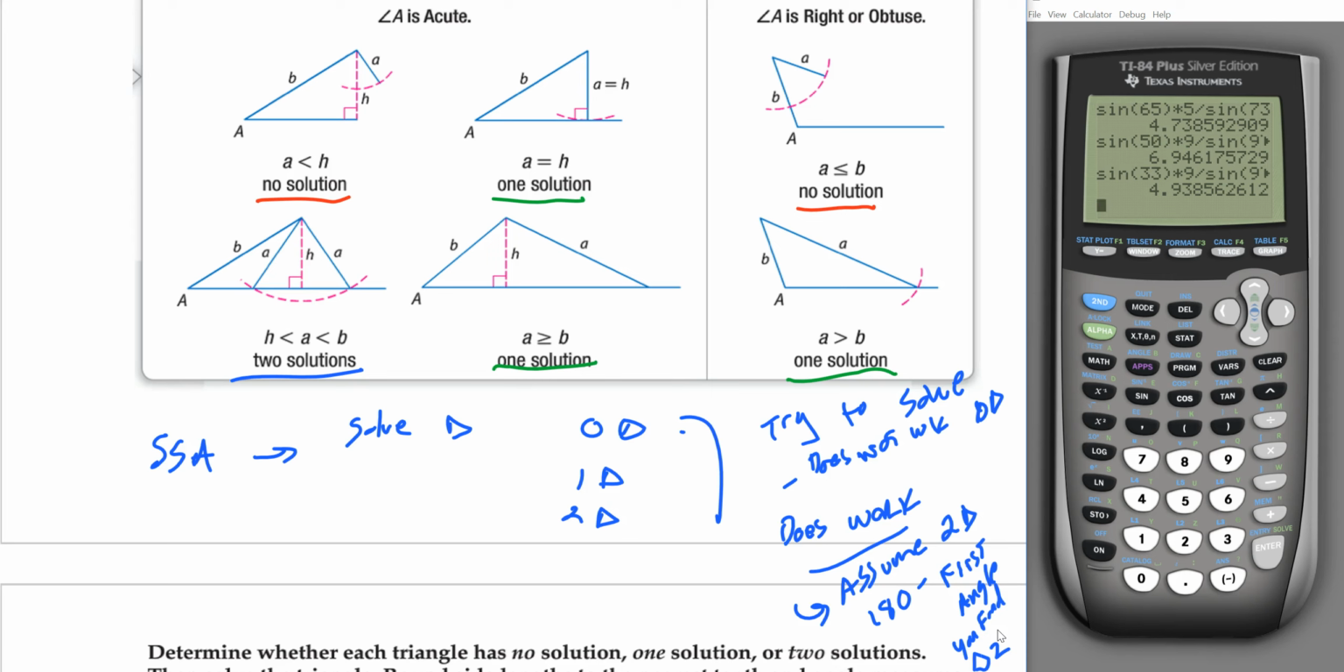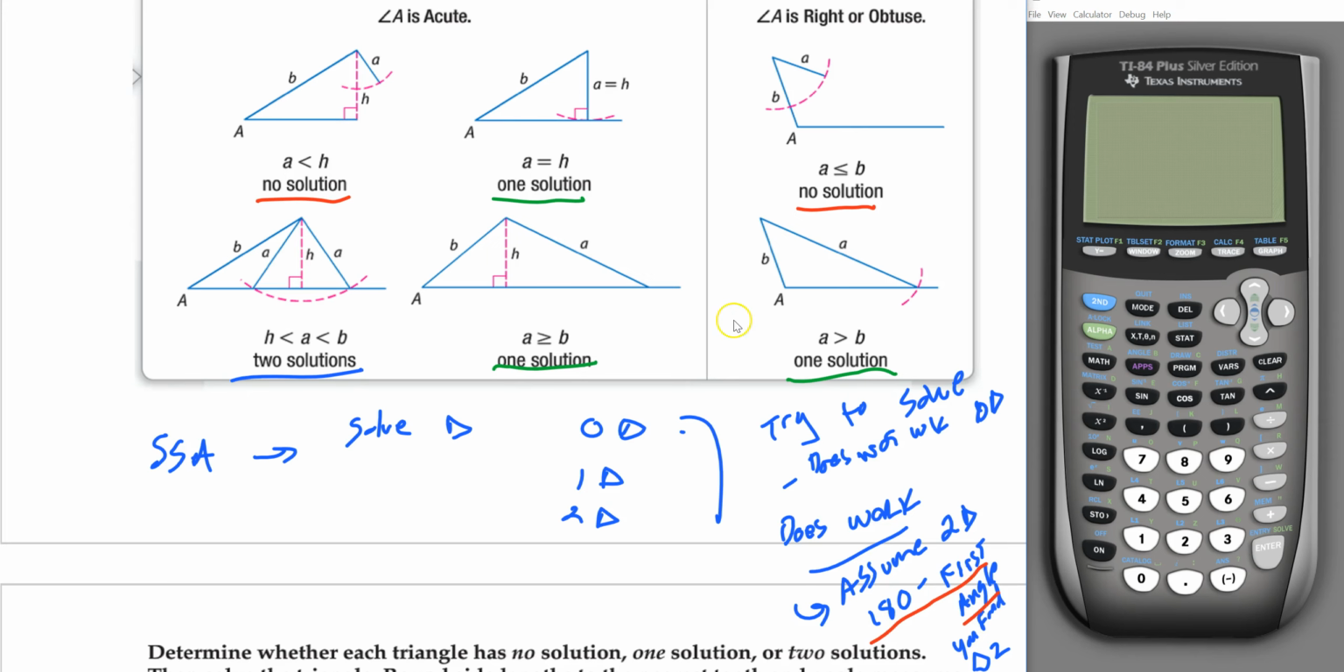We're going to do a couple of these. The general idea is this. Just try to solve it. Doesn't work, 0 triangles. If it does work, you know for sure you have at least 1 triangle. Assume there's 2. Try to solve for the second triangle. How do you do that? It's very simple. You just do 180 minus the first angle, and that'll be the first angle in your second triangle. That's triangle 2. Try to solve that one. If it works, you have 2 triangles. If it doesn't work, it's 1 triangle.